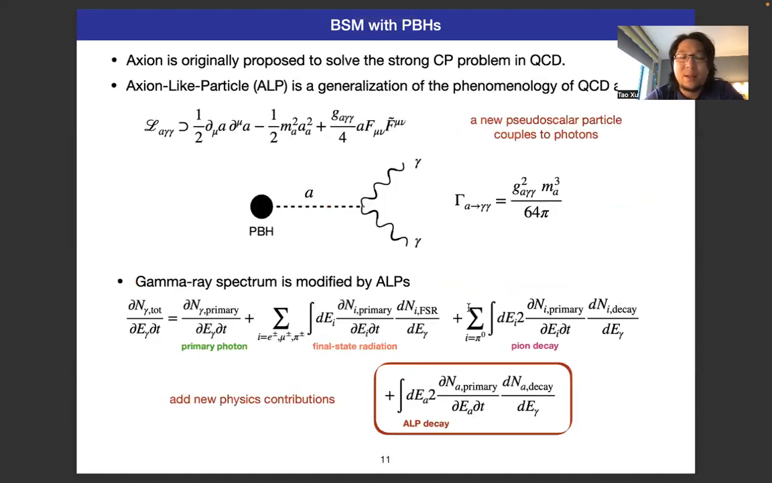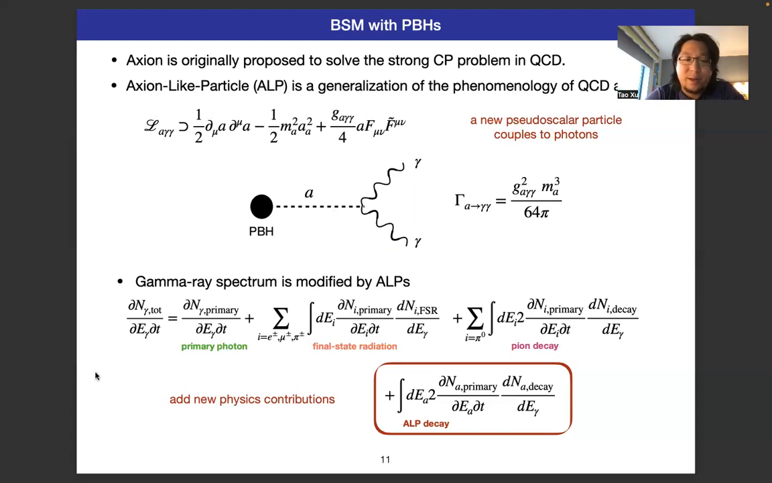The answer is yes, and in the rest of this talk, I'll use the axion-like particle as an example to illustrate this idea. Axions were originally proposed to solve the strong CP problem in QCD, and the axion-like particle is a generalization of the phenomenology of QCD axions. We can write down the Lagrangian of the axion-like particle, and it's a pseudo-scalar particle coupled to photons. Then a primordial black hole can generate the axion-like particle as well with the Hawking radiation process. And after the production, the axion-like particle will decay to two photons. Therefore, the axion-like particle can modify the gamma ray spectrum.